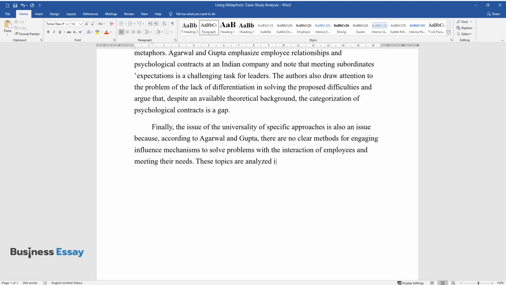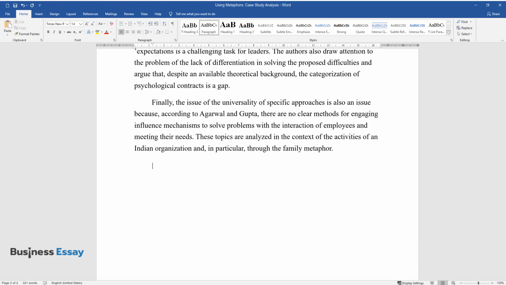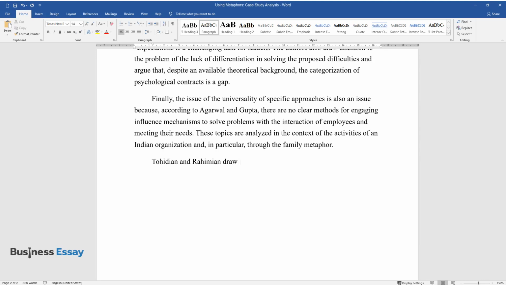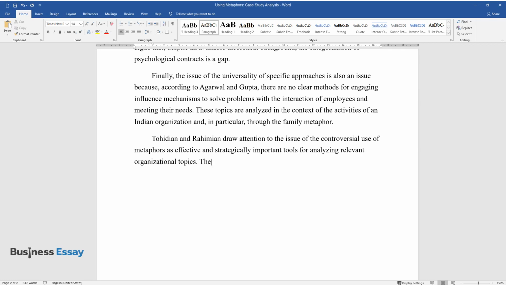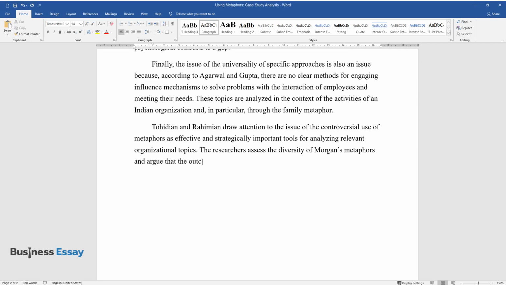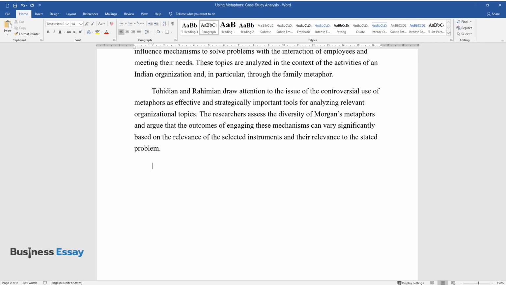These topics are analyzed in the context of the activities of an Indian organization and, in particular, through the family metaphor. Tohidian and Rahimian draw attention to the issue of the controversial use of metaphors as effective and strategically important tools for analyzing relevant organizational topics. The researchers assess the diversity of Morgan's metaphors and argue that the outcomes of engaging these mechanisms can vary significantly based on the relevance of the selected instruments and their relevance to the stated problem.